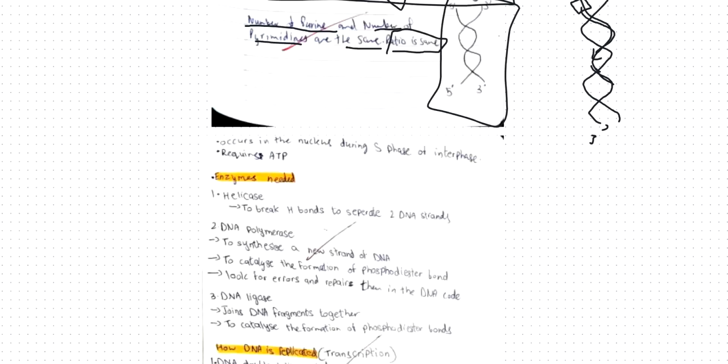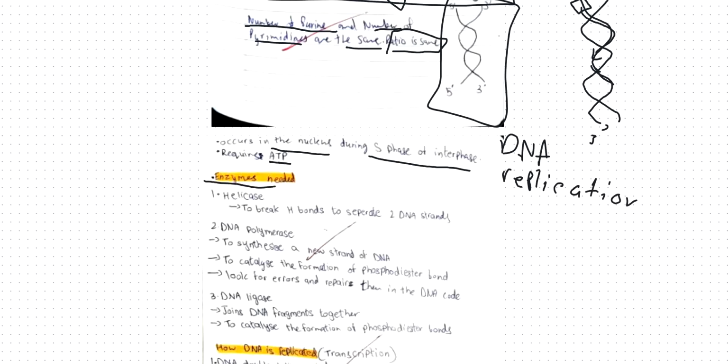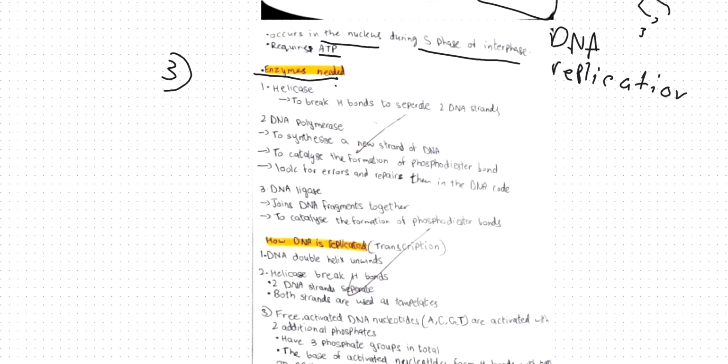Transcription occurs in the nucleus during the S phase of interphase. This is also known as DNA replication, and you need ATP for this DNA replication. There are 3 enzymes that are needed for DNA replication. The 3 enzymes are helicase, which breaks the hydrogen bonds to separate the 2 DNA strands, and the second type of enzyme is DNA polymerase, which will synthesize a new strand of DNA.